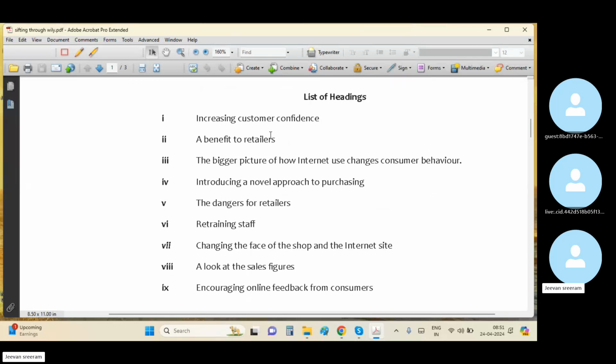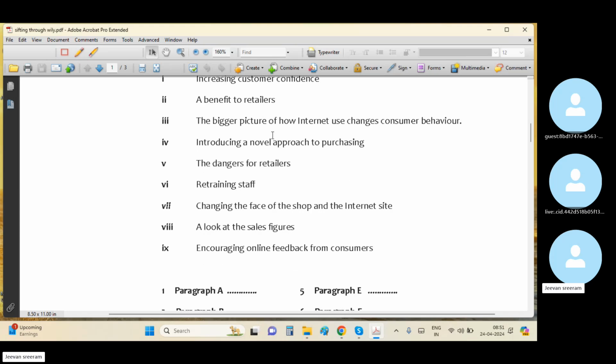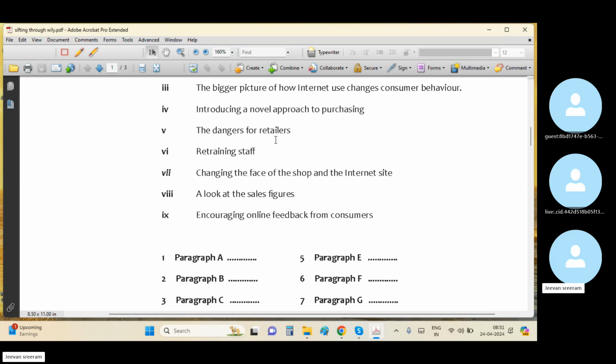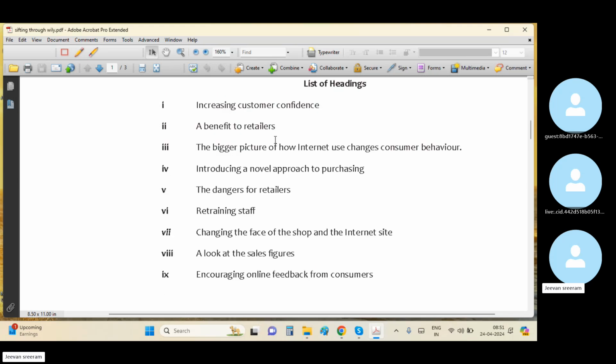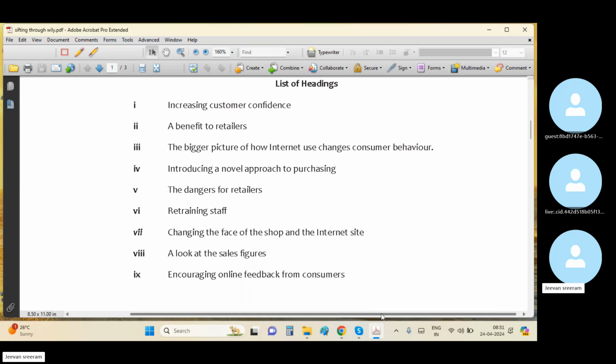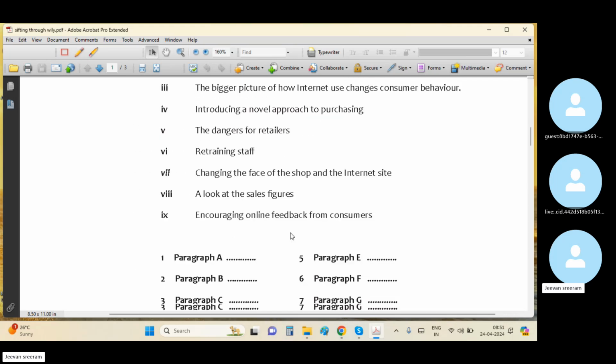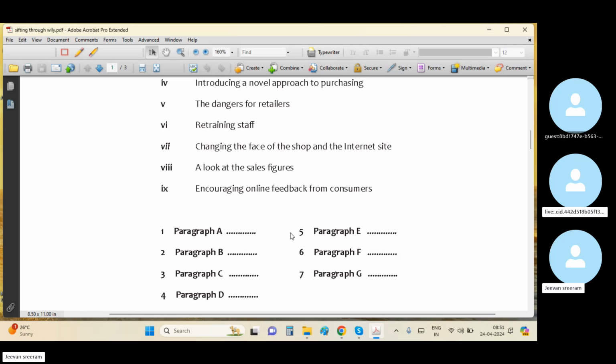So let's discuss the basic approach and necessary strategies to handle reading comprehensions of IELTS now. So what kind of questions you can see on screen, buddies? Bhargav, what is this question type? Paragraphs.